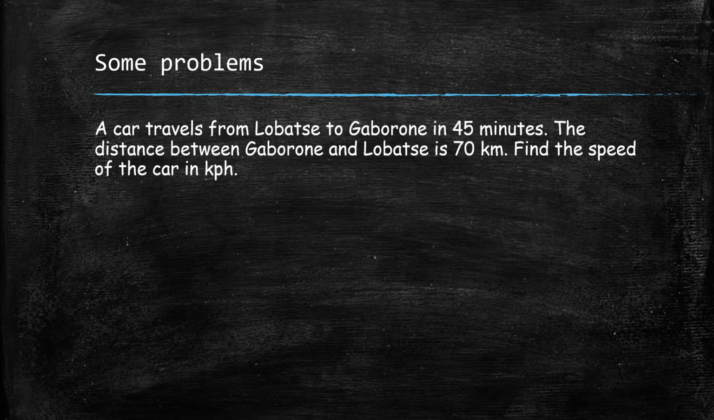So now let's look at some problems. So here's problem number 1. A car travels from Lobatse to Hebroni in 45 minutes. The distance between Hebroni and Lobatse is 70 kilometers. Find the speed of the car in kilometers per hour. So if we look at the question, we can see the time is 45 minutes and it's in minutes, not in hours. The speed, we need it in kilometers per hour. So the first thing we do is we change this to hours.